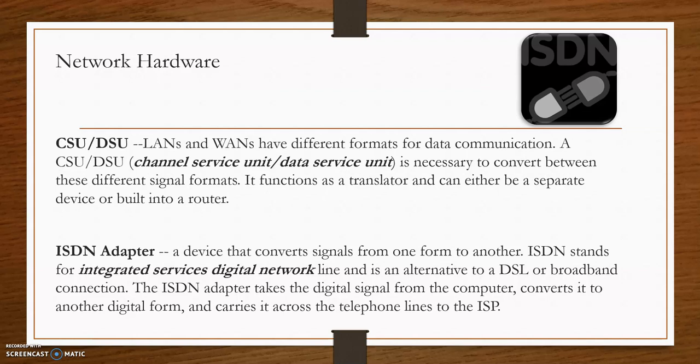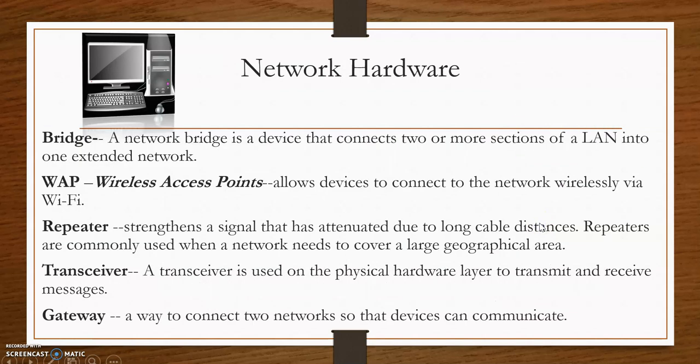ISDN stands for Integrated Services Digital Network, and it's an alternative to DSL or broadband. It takes the digital signal from the computer and converts it into another digital form and carries it across telephone lines to your internet service provider.